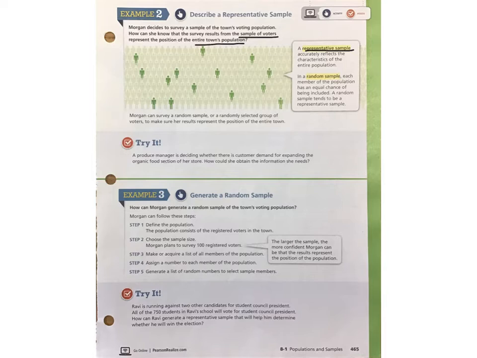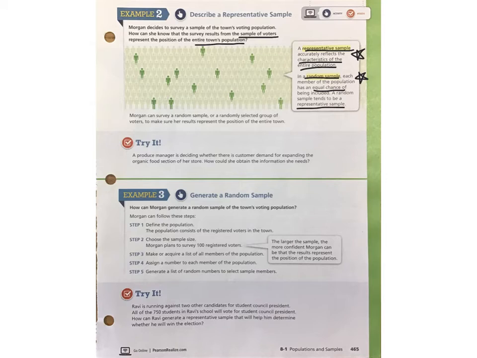In other words, she has to look for both males and females, and she needs to look for each of the ethnic backgrounds and cultural backgrounds from her entire town population. This is what we call a representative sample. A representative sample accurately reflects the characteristics, or the things that make up the entire population. In a random sample, each member of the population has an equal chance of being included. A random sample tends to be a representative sample.